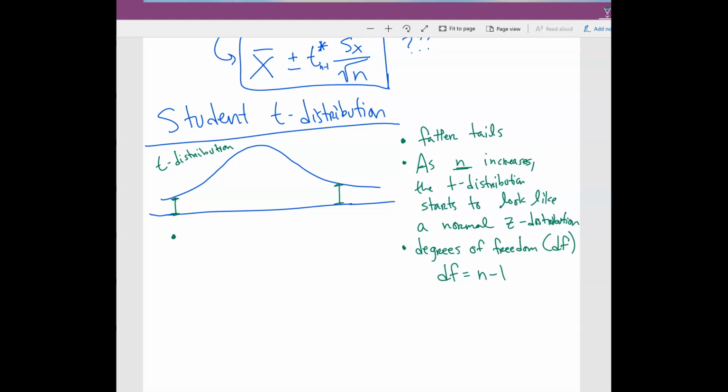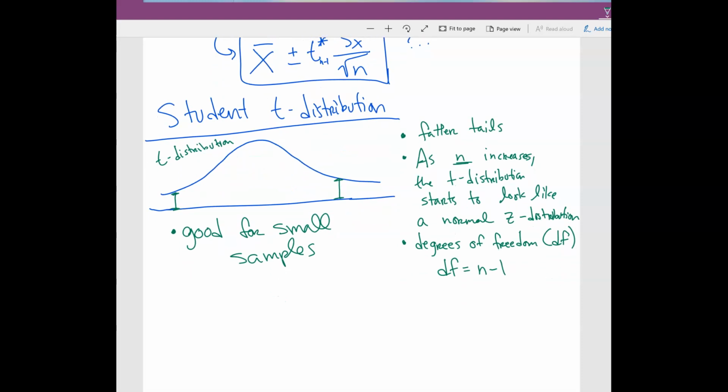So good for small samples. If you're only sampling a couple of people, you can use a student t distribution. It will be a better estimate than usually the regular z.